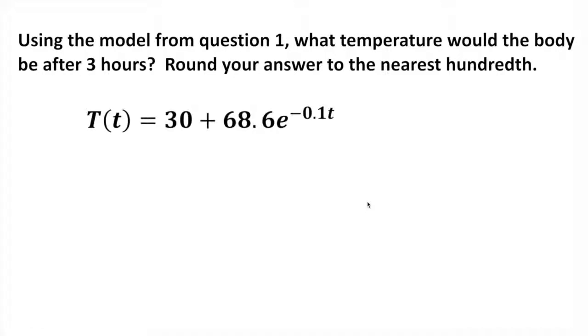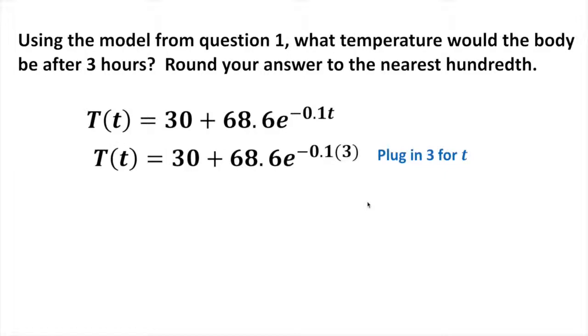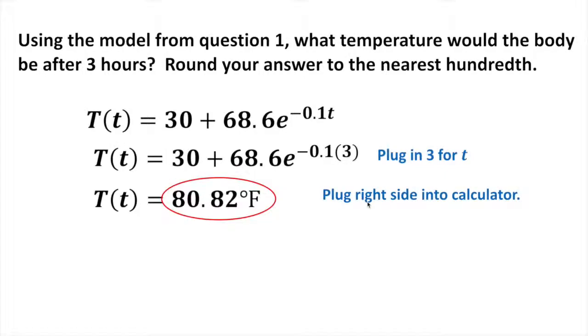All right, so we're going to work through this one. All we're really going to do is plug in 3 for T. That's it. We find out that the temperature is 80.82 degrees would be the temperature of the body at the time. This is what police used to determine when the time of death was.